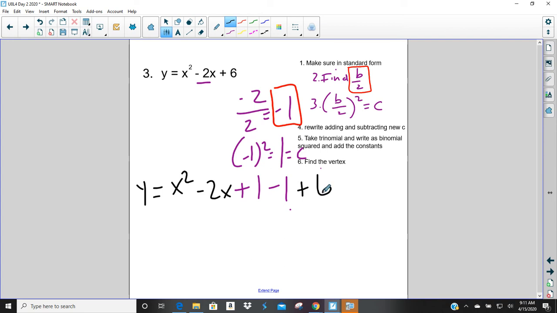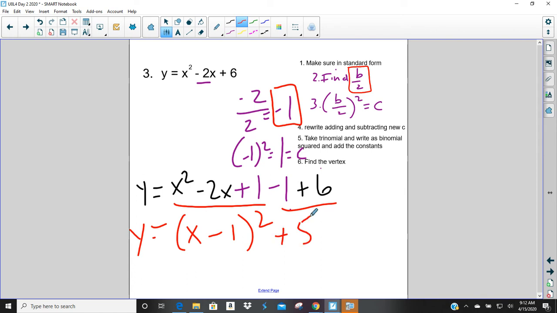So now I'm going to go to step 5, take the trinomial. That's a perfect square trinomial. Doesn't matter if I don't know that off the top of my head, because I know I'm going to go to my clue. I'm going to do x minus 1 squared. That's y equals. And then I'm going to add the constants, which is -1 plus 6, which is +5. Final step. I'm going to find my vertex, same number, different sign, -1 becomes +1, same number, same sign, 5.